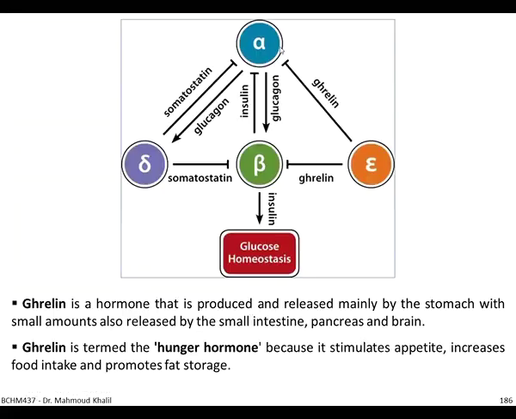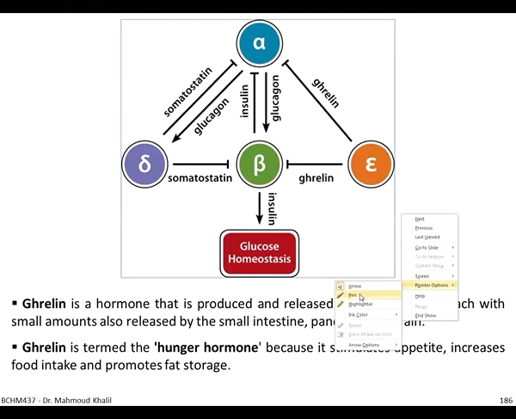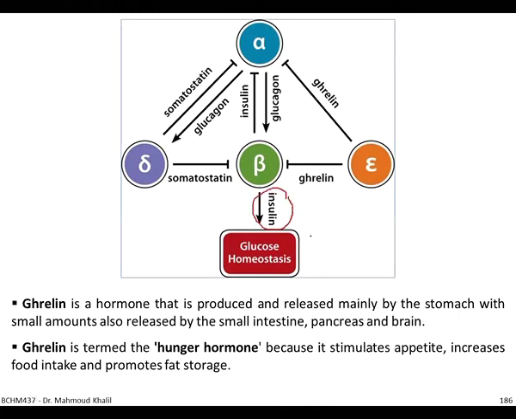So let's see here the effect of some of the hormones, or most of the hormones, on the pancreas itself. As you know, the pancreas has different kinds of cells. So here you can see that the beta cells of the pancreas normally secrete insulin, that of course controls the glucose concentration. The secretion of insulin will inhibit the action of the alpha cells, which secrete glucagon.